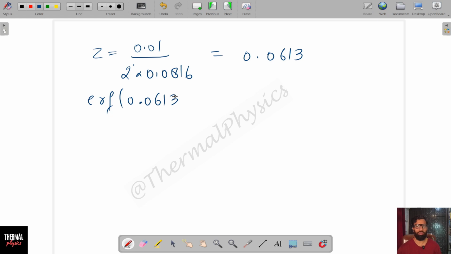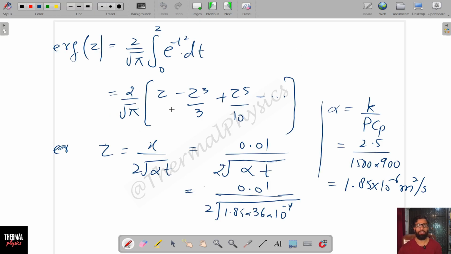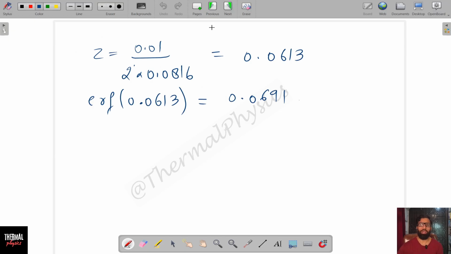So the error function of 0.0613, using the previous series we can solve this, and it is 0.0691. So this is our error function, and we can calculate this using this series. We'll put z equal to 0.0613, pi is already a constant, so this is 0.0613 minus 0.0613 power 3 by 3. In the same way we will get that value.